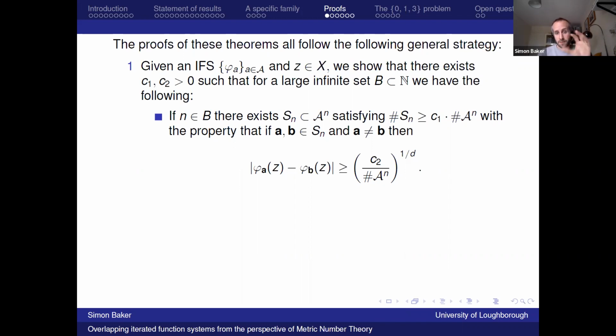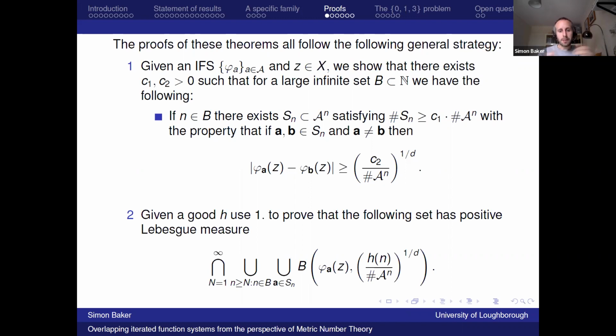So somehow this first step is the most difficult step. This is the key step. And once you've established it, it's fairly easy to prove that the following lim sup set has positive Lebesgue measure. So basically, this is a subset of the actual lim sup set we're interested in.